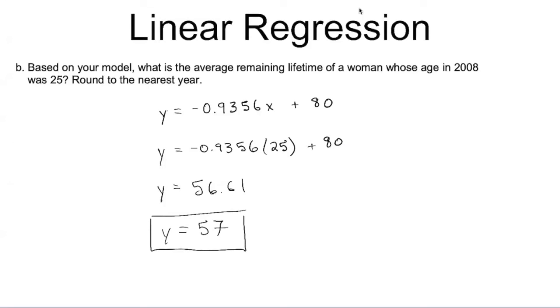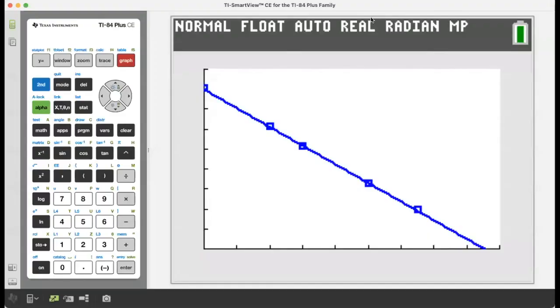Well, I'm going to show you one last thing with the graphing calculator that will allow us to calculate this using the graphing calculator. So we're back here to the graphing calculator, and I've left all of the data values that I calculated here so that we can all take a look at this together. So again, all of our points are still there and our line is still there. And we were told to estimate the average remaining lifetime of a woman who was 25. So we know the X value.